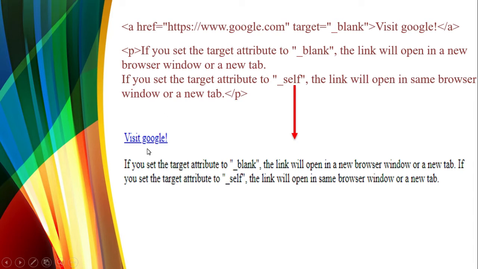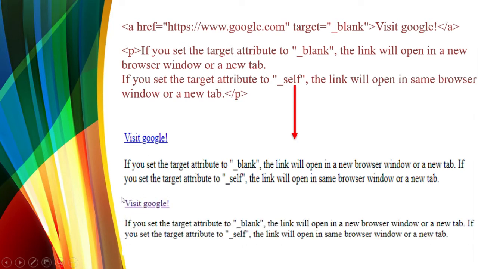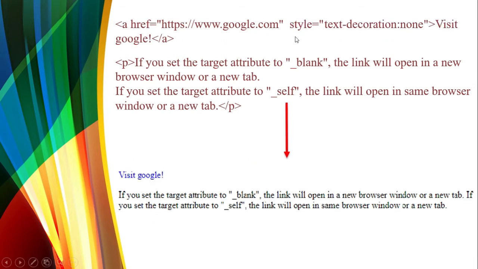After clicking the link, the text is displayed in purple color. You can see it like this. When you want to remove the decoration of the link, you can use text decoration. Here you have to add inline CSS within the anchor tag. Text decoration has to equal none. Then you can see we can remove the underline from the link using text decoration.